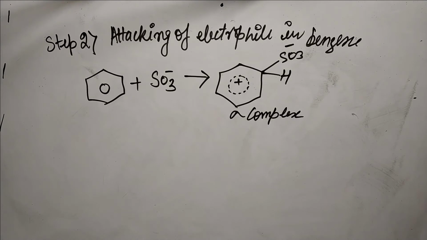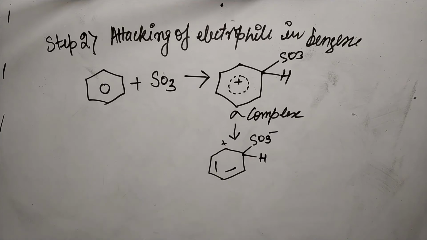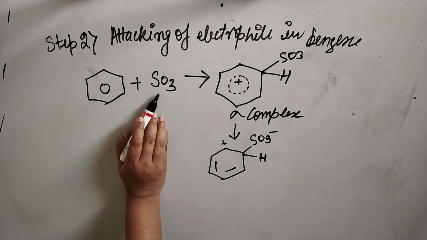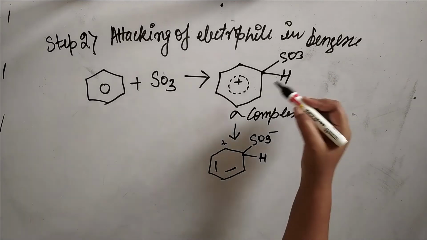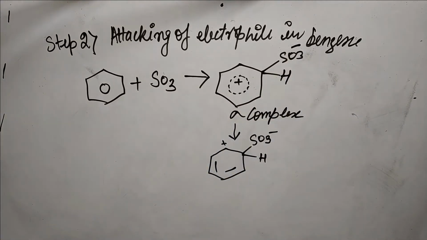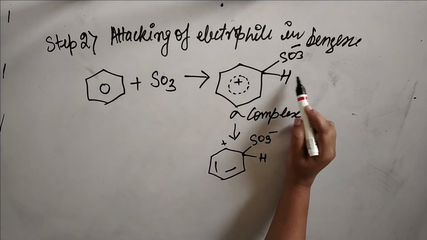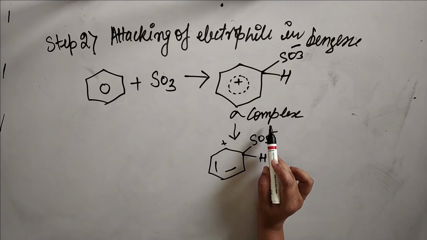So in SO3 the sulfur contains a positive charge, but one of the oxygens carries the negative charge. So here the sigma complex formation will take place. Now this SO3, so this is step number 2 where the benzene ring reacts with SO3, sulfur trioxide. So in sulfur trioxide the electrons are taken by SO3 and it will acquire a negative charge, and the hydrogen is already present on the benzene ring. So this is where the formation of the sigma complex takes place.